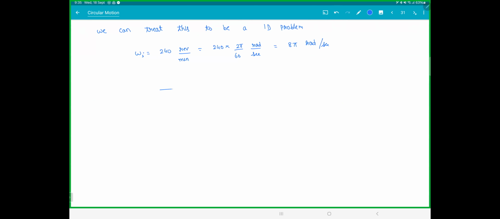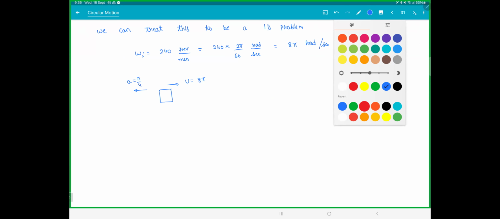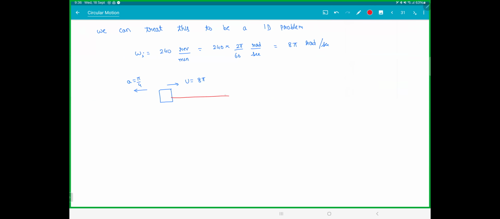So be careful. The second thing, I can treat this as a velocity, u is equal to 8 pi. I can treat this as an acceleration, a is equal to pi by 4. So how will the motion look like? It will go forward. Then somewhere here it will stop, v is equal to 0. So we are going to the equation v square minus u square is 2as. v is 0. This is 8 pi whole square. 2 backward is minus pi by 4 into s. This would be 64 into 2, 128 pi.